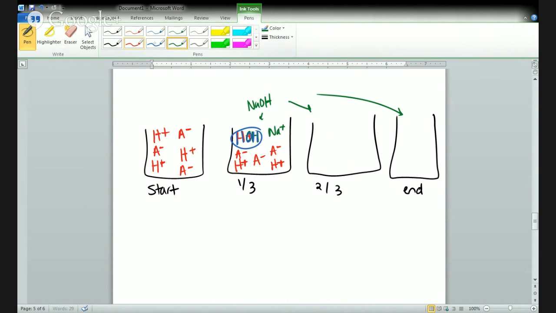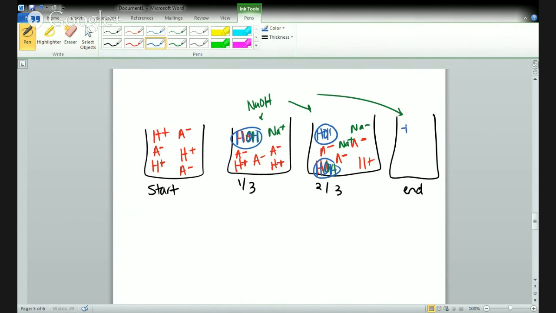So if I'm thinking of 2/3 of the way, I have 2 H particles left in there. I have the Na guy that I added before. So if I add another OH, we're going to make another particle of water. And I'm going to bring another Na into the mix because I had to add another NaOH to make my water. And then at the end, what that means is all my acid would have reacted.